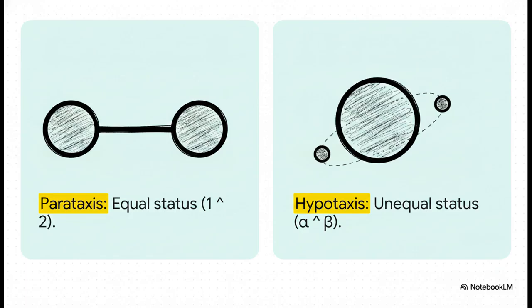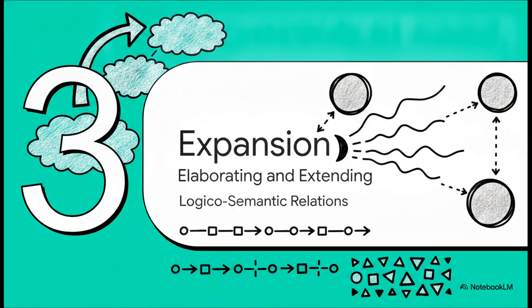Then we have hypotaxis. Now, this is an unequal status, kind of like an ionic bond. One clause is dominant, we call that the alpha, and the other is totally dependent, the beta. That beta clause relies entirely on the structural gravity of the alpha clause just to survive. Moving on to Section 3, expansion.